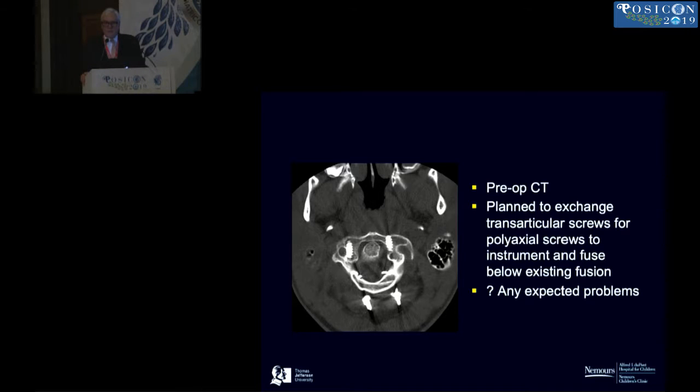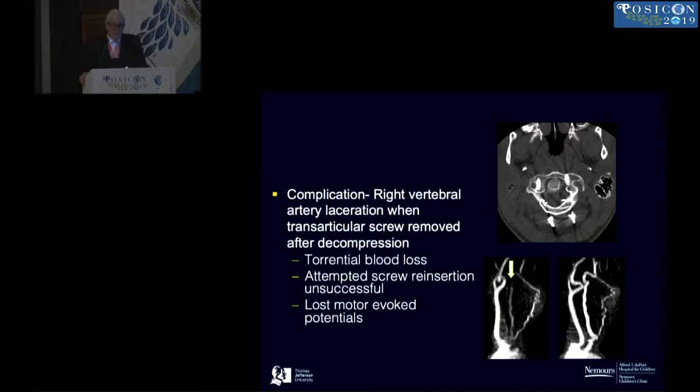What didn't I notice? What's wrong with that screw? Very, very close to the vertebral artery. You were all smarter than I was. So when I took that screw out, I'm not kidding, it's like the blood hit the ceiling. I've never seen anything like it. Has anyone here seen a vertebral artery? Yeah, it is torrential. And putting a screw back in didn't help.